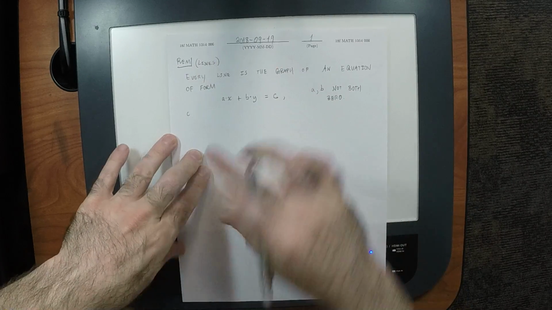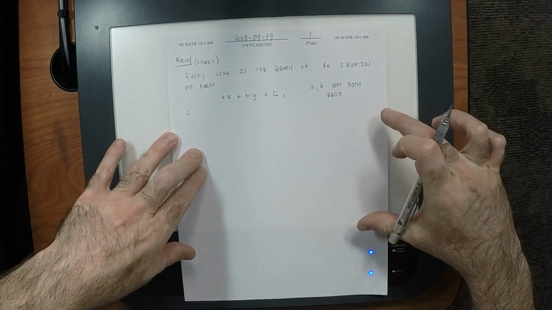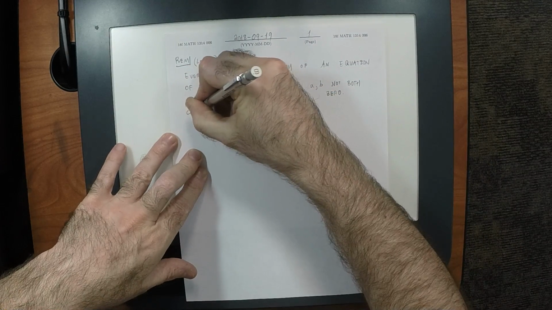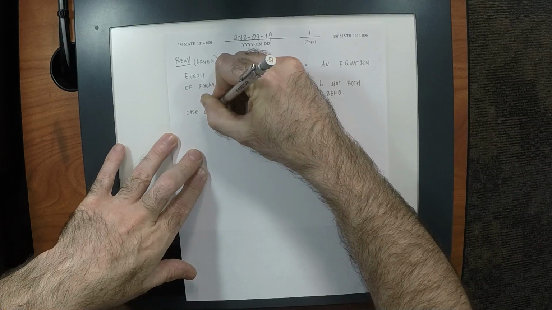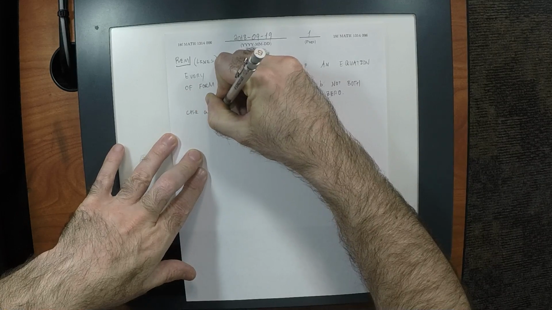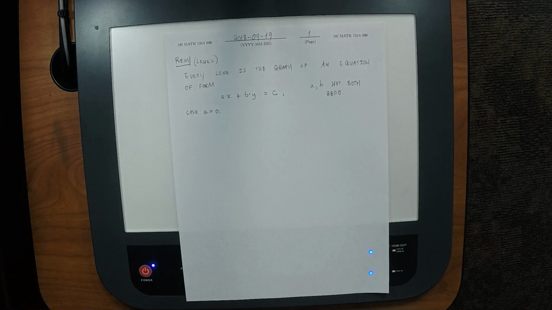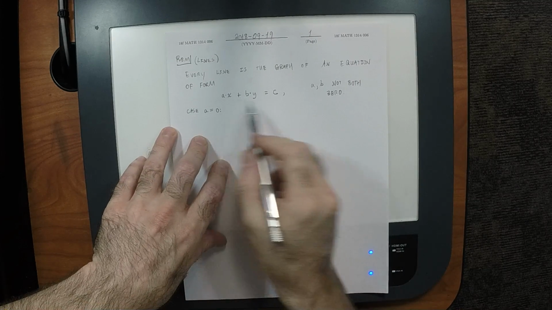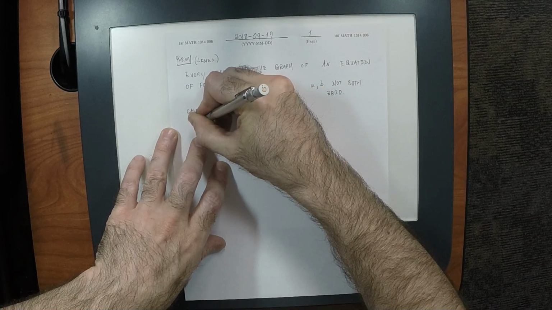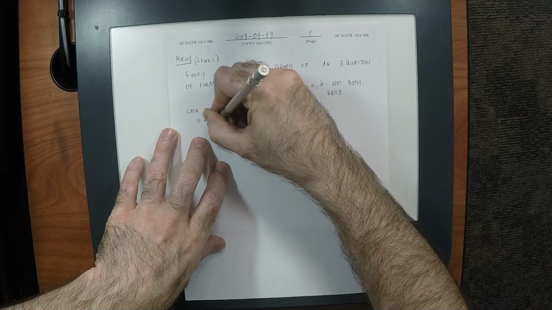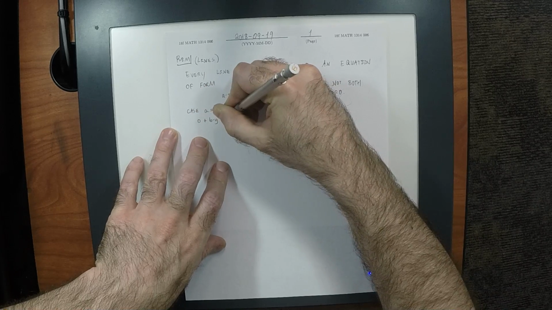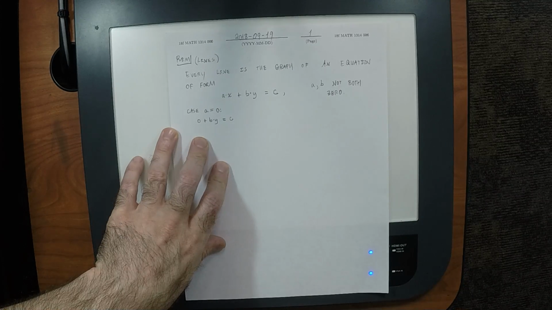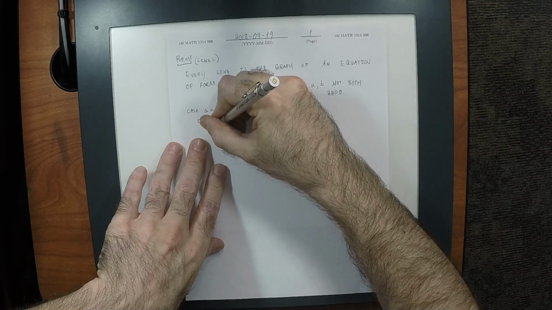Let's consider the cases. I'm going to make 3 columns here: 1, 2, 3. Let's consider the case when a is 0. If a is 0, that means b isn't. If we plug in a equal to 0 in that equation, the equation becomes 0 plus b y equals c, because we plugged in a is 0. So then b y is c.